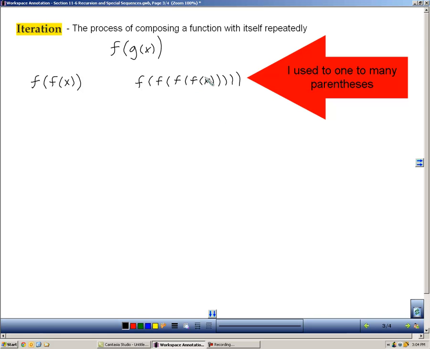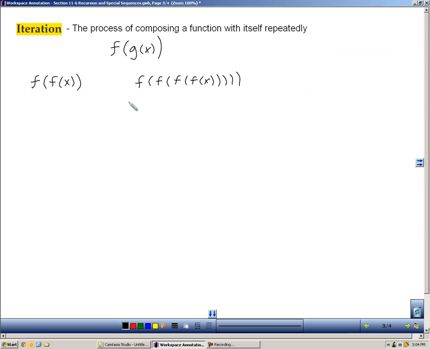You put f of x inside of f of x inside of f of x inside of f of x, and in theory you can do that forever. That's what an iteration is. Now, what you're always going to be given is an x sub 0. This is called the initial value. And then you'll take that initial value and find the first value of x by plugging that initial value into your function.